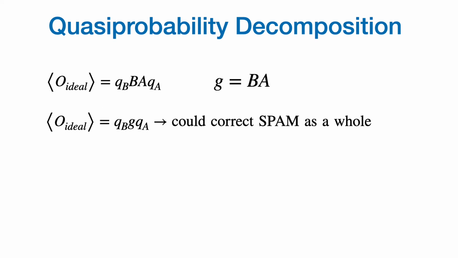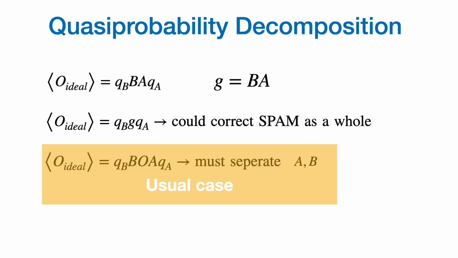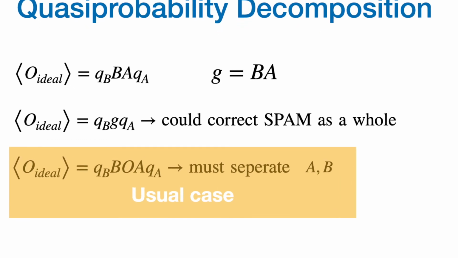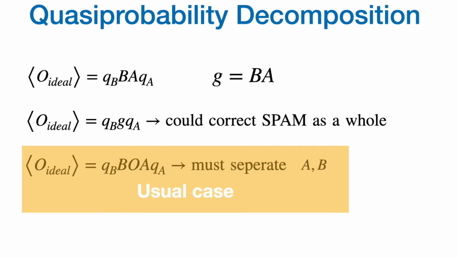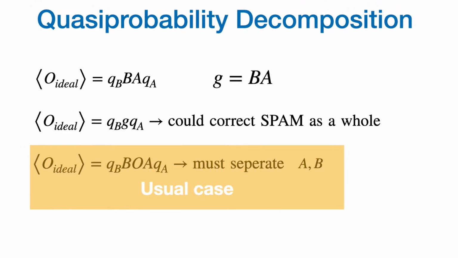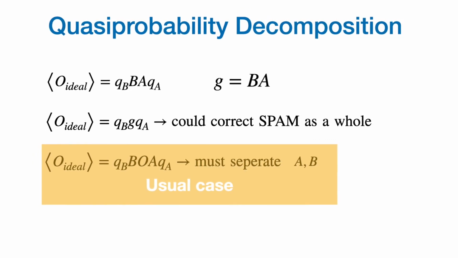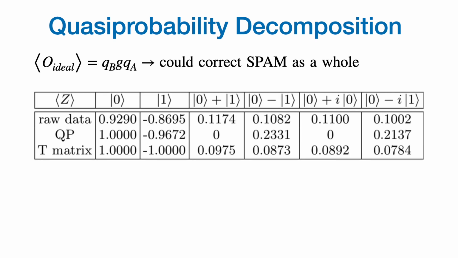However, in most real practice, there will be operation between SPAM. Then we have to separate A and B, unless the error introduced in the middle of SPAM commutes with state preparation error and measurement errors. Unfortunately, this is not true for the majority. And you may ask, since we just have SPAM here, and we could mitigate SPAM without separating A and B.